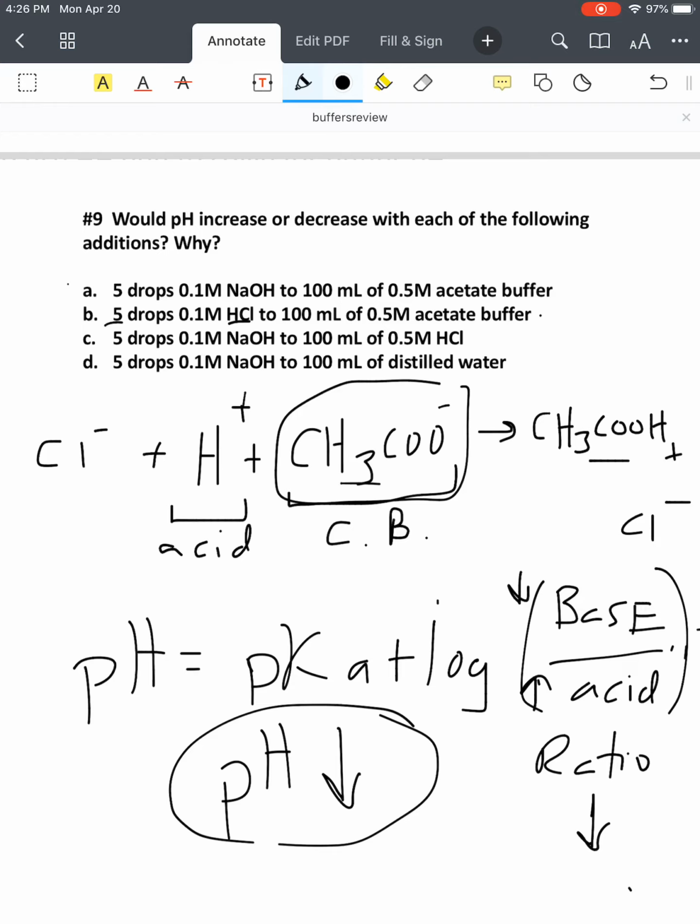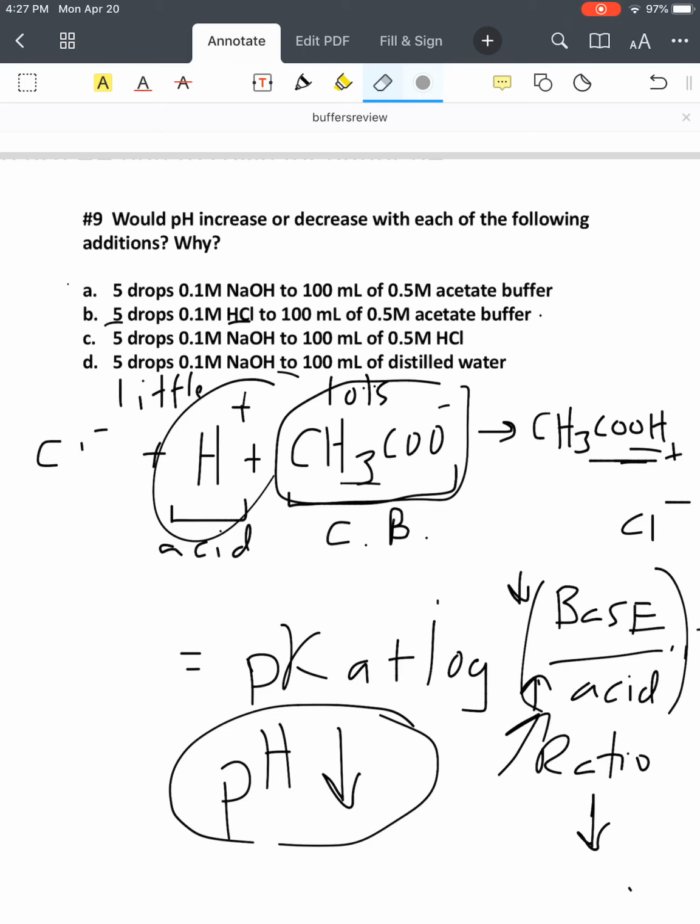So in terms of this problem being thought of as a limiting reagent problem, you have a lot of this conjugate base present, and you just have a little bit of this H+. So you can titrate off the H+, get rid of it all, sequester it away in the form of the weak acid, and as a result, you use up a little bit of the acetate, but there's still a lot left. And we've basically offset this change of H+. That's, again, how buffers work. But the pH will go down a little bit because this ratio of the acid to base will change ever so slightly. Okay? All right, so that's part B.